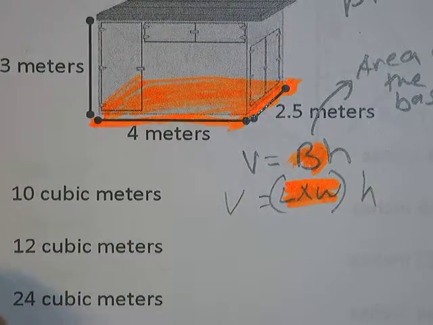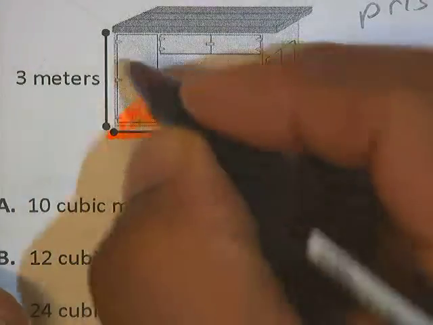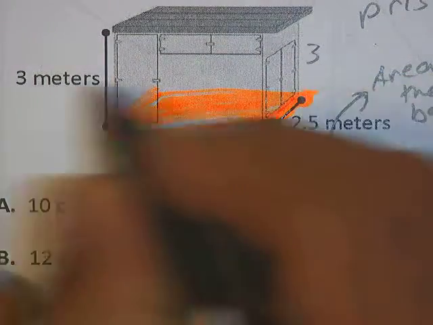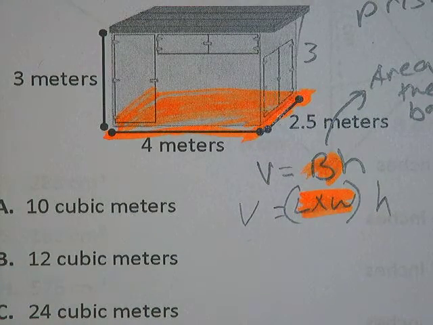And so now it's just basic multiplication. Come on, you can do this. Length times width times height. If this is 3, well, this is also 3. So length times width times height. Okay, figure that one out.